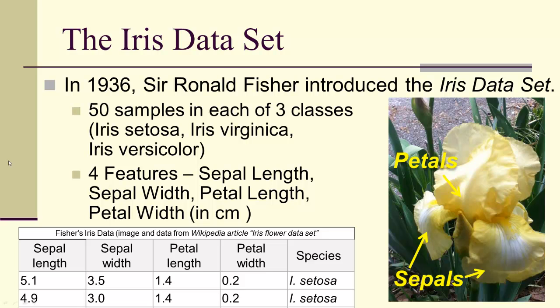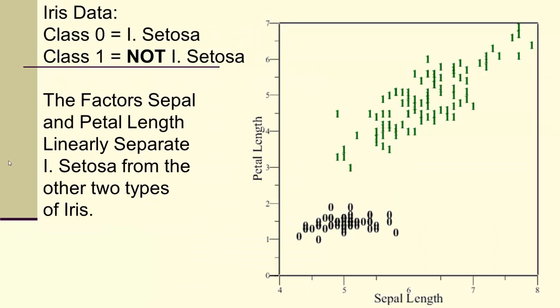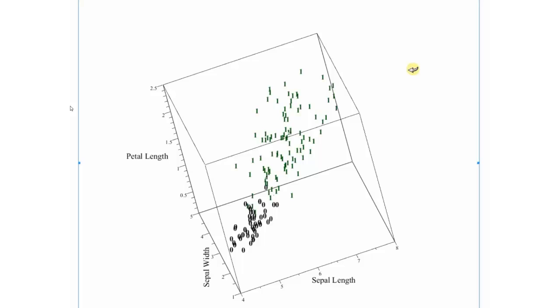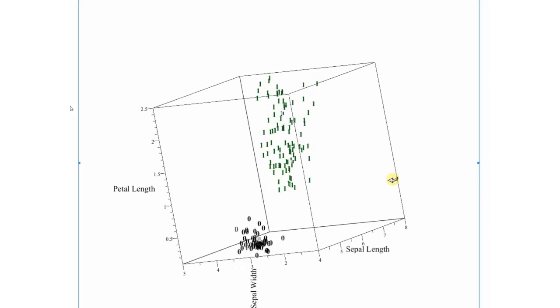Let's look at a real-world example. This is from 1936, Sir Ronald Fisher looked at the iris dataset, which has 4 features: sepal length, sepal width, petal length, and petal width. You can see some of those there. We're going to say class 0 is I-setosa, class 1 is not I-setosa. Sepal and petal length linearly separate I-setosa from not I-setosa. Sepal length and sepal width is not separable. However, sepal length, petal length, sepal width is separable in 3 dimensions.